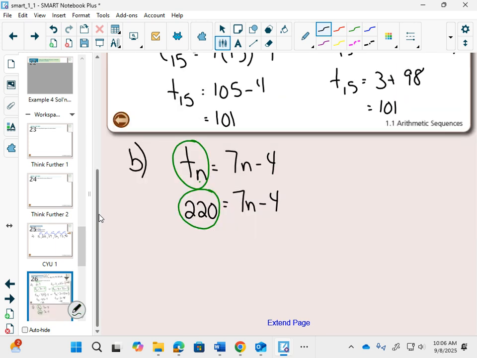I don't know which one it is, but I know it's 220, and now I've created an equation where I can solve for n. So you're solving equations, right? What would you do here? You'd probably add 4 to both sides.